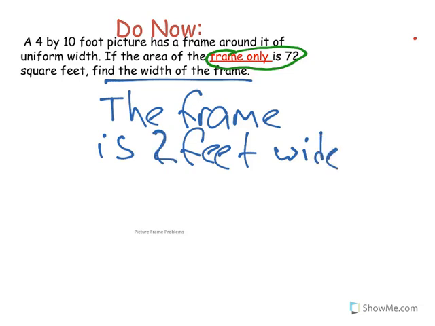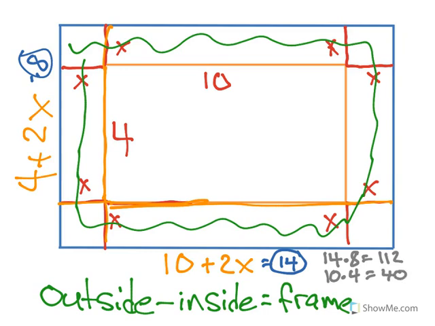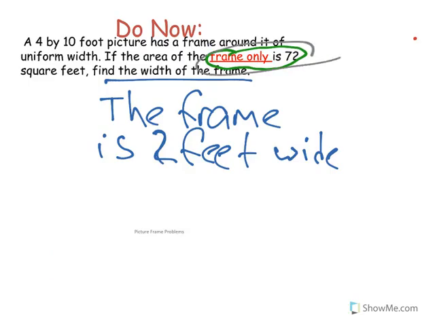And as always, guys, we want to go back and check it and make sure it works. So if the frame is 2 feet wide, this would be 10 plus 2x. So 10 plus 2 times 2 is 10 plus 4 is 14. And this is 4 plus 2x, which is 4 plus 4, which is 8. And we'd expect it to check. So the area of the outside is 14 times 8, which is going to be 112. The area of the inside is going to be 10 times 4, which is 40. And if I subtract them, I should get 72, which is exactly what we were told the area of the frame was.